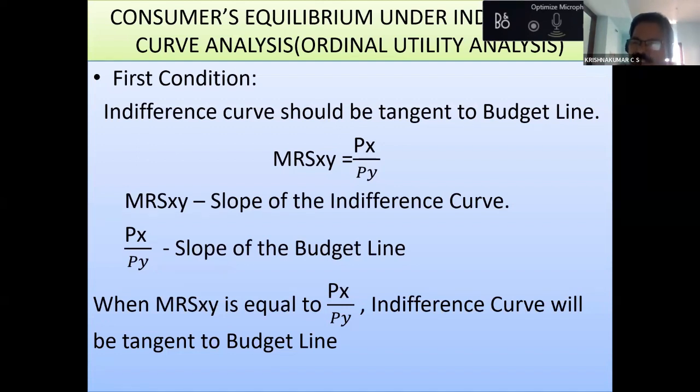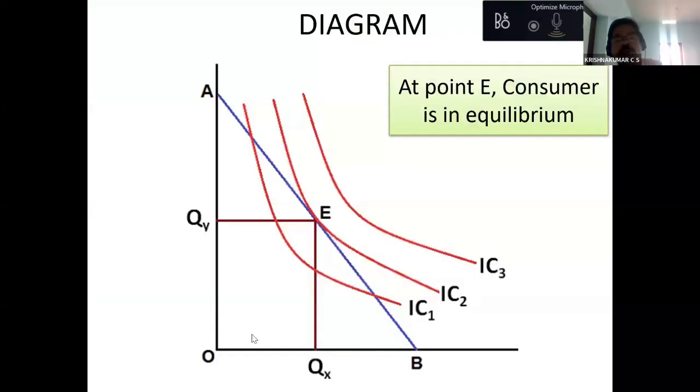Or we can say the indifference curve should be tangent to the budget line. It should be touching the budget line. Here you see at point E. At point E, the indifference curve is tangent to the budget line. It is touching the budget line. So at this point, the consumer is in equilibrium. See, it will be tangent, or touching the budget line, when the slopes are equal. When slopes are equal, only two lines will be touching each other.